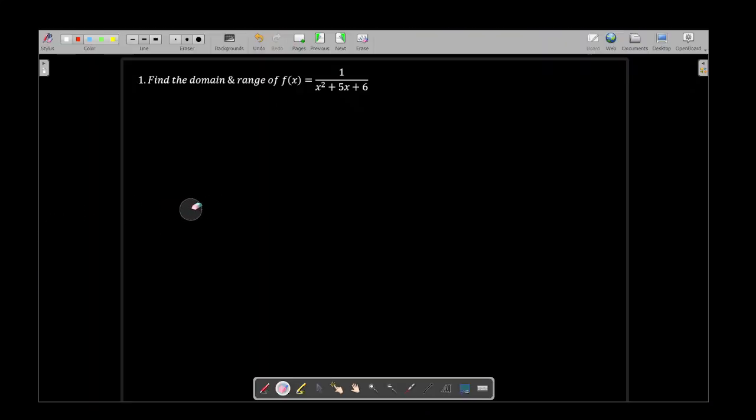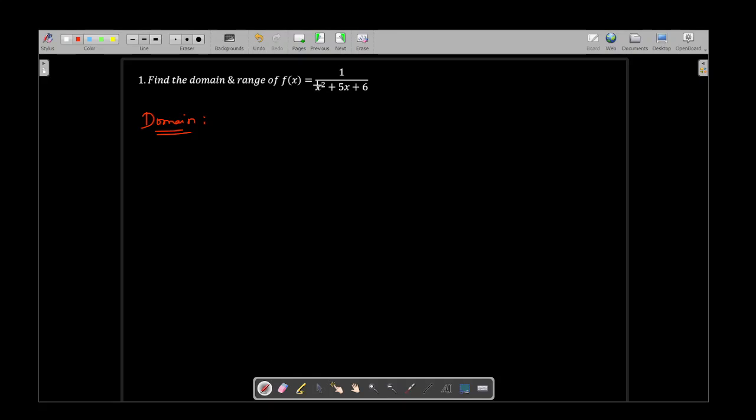Hello and welcome. In this video, we'll try to find the domain and range of this form of the quadratic polynomial. That is, the quadratic polynomial in the denominator: f of x is 1 over ax squared plus bx plus c. Whenever we are dealing with these kinds of problems, it's better to find the domain of the function first before finding the range.